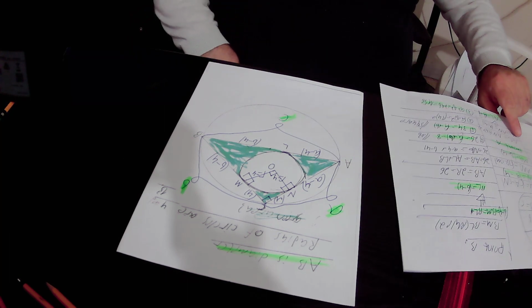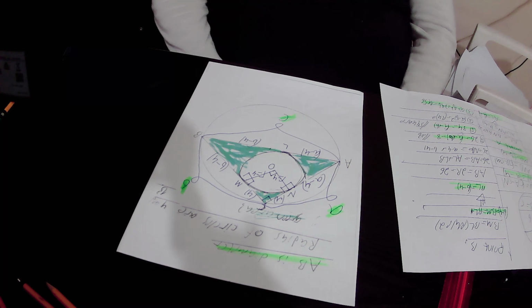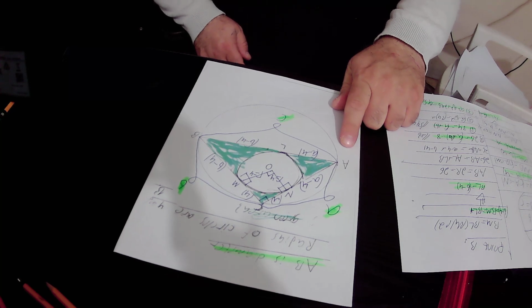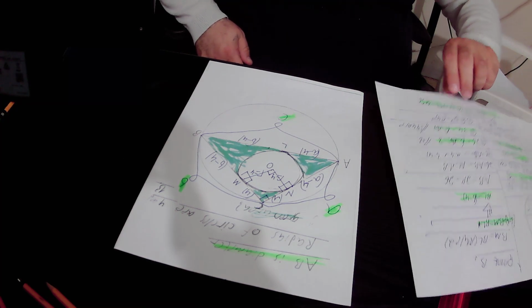Then I present to you rule number 2. According to rule number 2, the lengths of two tangents from a common external point to a circle are equal. Again, the lengths of two tangents from a common external point to a circle are equal. So if you focus on the common external point, point A, from point A we have two tangents to this circle. Tangent AL, tangent AN. According to rule number 2, they must be equal to each other.